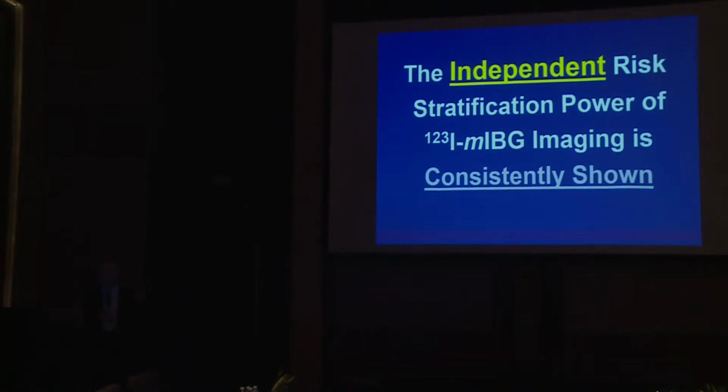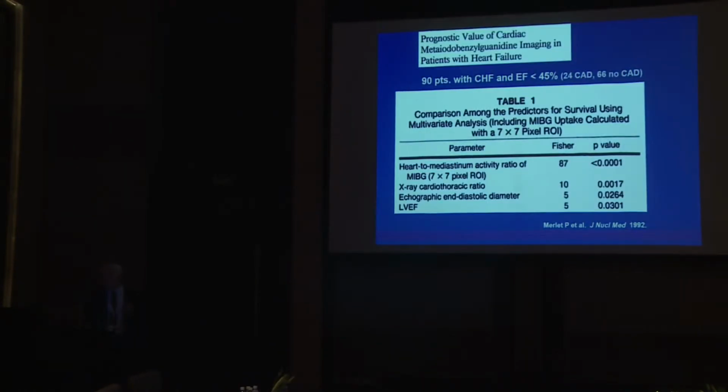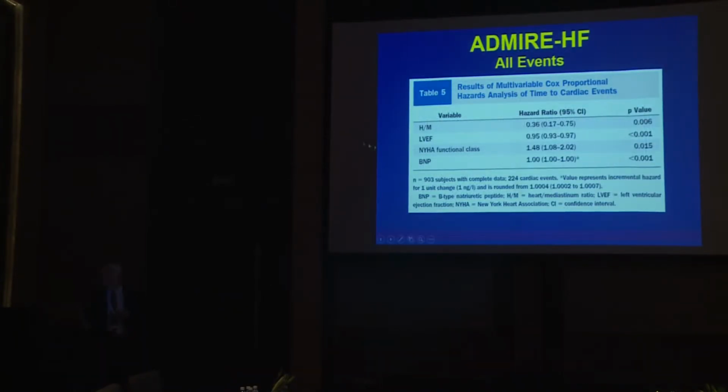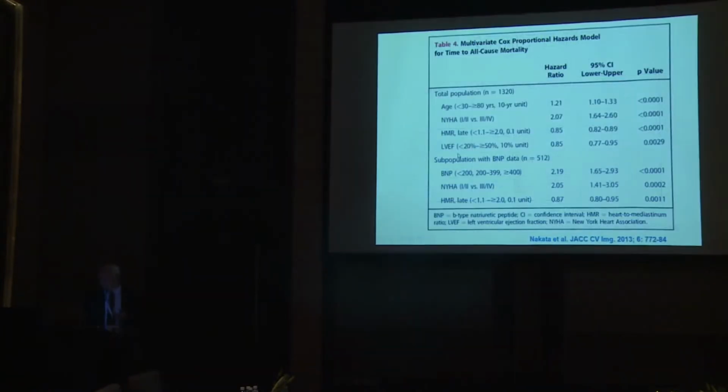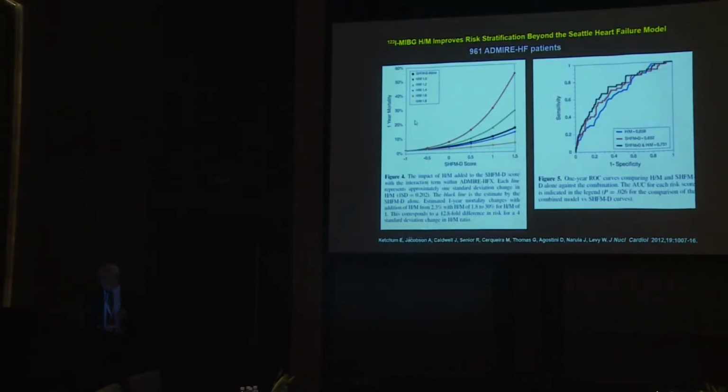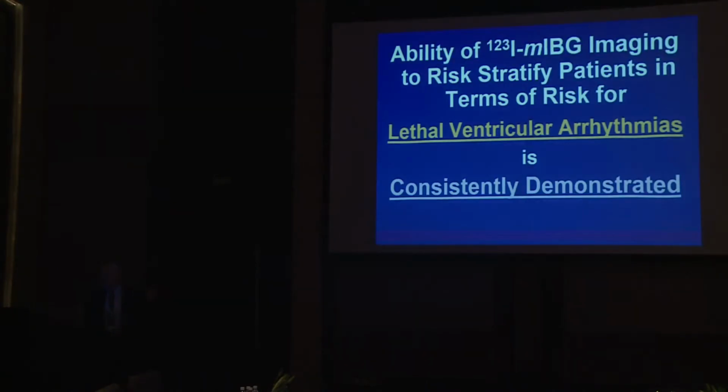It's actually an independent risk factor here, independent of BNP and ejection fraction. The original French study showed it was independent of ejection fraction. This is ADMIRE-HF, independent of EF, New York Heart Association functional class, and BNP. In terms of mortality, it's also there, and in the Japanese study also. Even if you have a comprehensive Seattle heart failure risk model, MIBG adds something different. So MIBG, adrenergic imaging, is looking at something different than these do, and in many cases, it can actually risk stratify better.